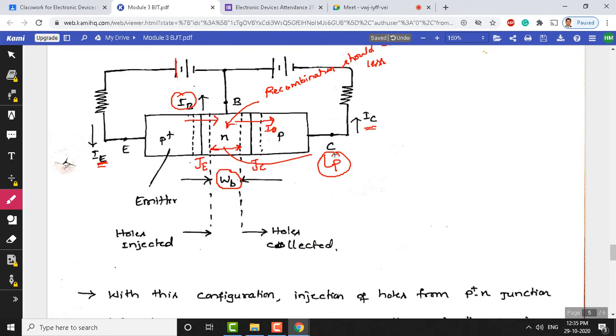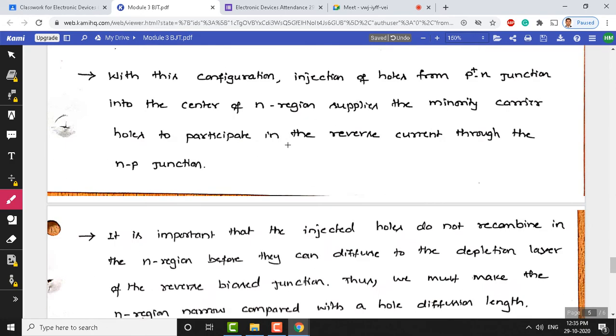So, compared to this, WB must be made very small compared to this diffusion length. This is the condition here: WB must be made very much less than the diffusion length in the base region. In such a case, the recombination rate in the base region will be very low. So, more holes injected here will be passed on to the collector.